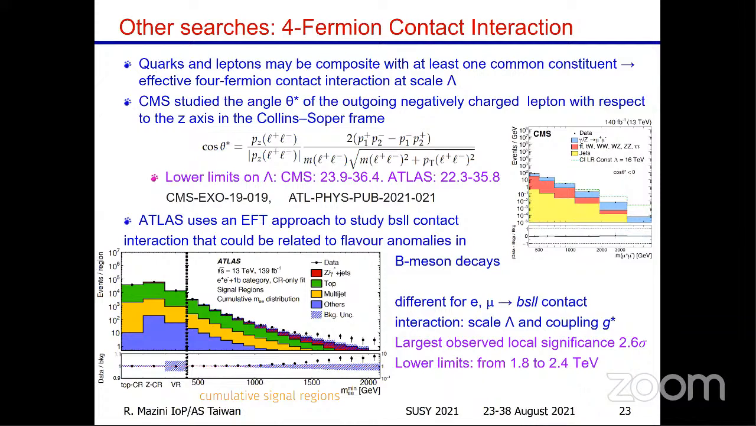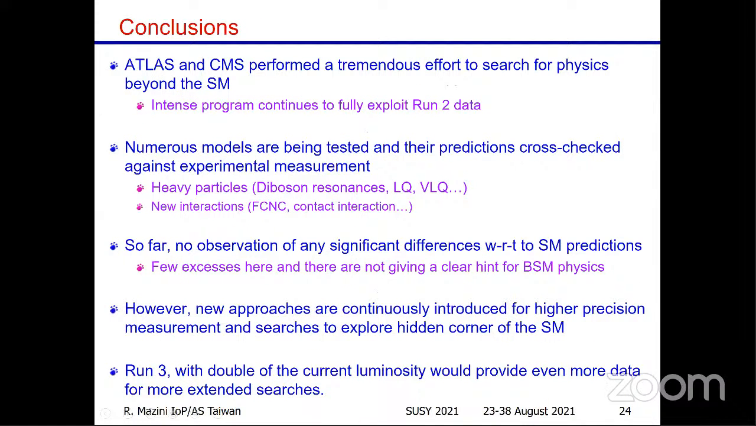So as a conclusion, ATLAS and CMS performed a tremendous effort to search for new physics beyond the standard model, and it's a continuous and ongoing program. Numerous models have been tested and the predictions cross-checked against experimental measurements. So there are stricter exclusions in the different parameter spaces of new physics, whether it is boson resonances, vector quarks, or vector-like quarks, and so on, or also testing the existence of new interactions such as FCNC or contact interactions, and so on.